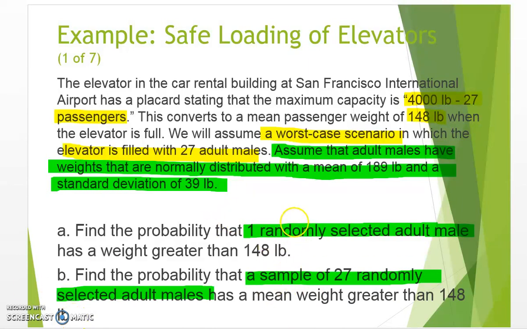So there is a slight difference between A and B. The first case is you randomly take one individual from the population, which is adult males. Question B talks about randomly taking a sample of 27 adult males from the population. So that's related to x bar. Over here, we're looking at x as the adult weights.